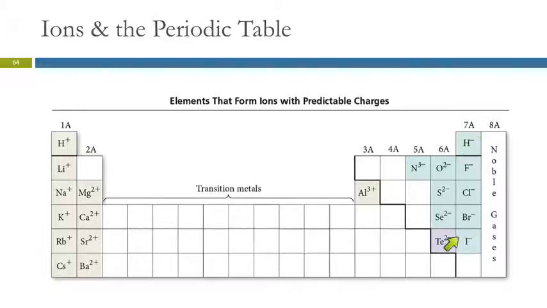The halogens are in group 7A. Hydrogen, the squirrely little guy, likes to break all the rules. He can also form a negative ion, so in some ways he belongs in group 7A. But here are the halogens, fluorine, chlorine, bromine, iodine. They form -1 ions. So there's 2 ways to remember that. You can take the group number and subtract 8. So the group number is 7, subtract 8, that gets you -1.